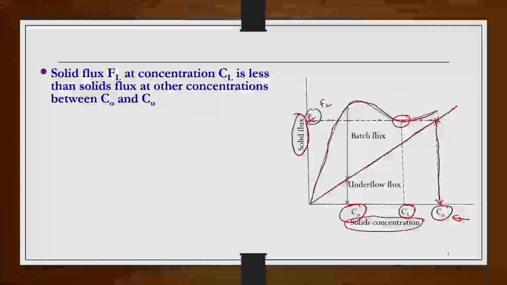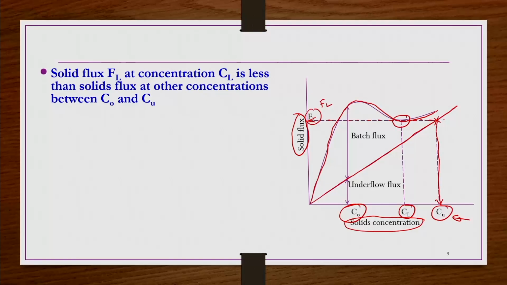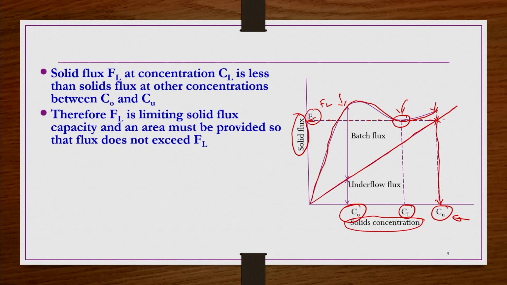So, the solids flux Fl at concentration Cl is less than the solids flux at the other two concentrations, C0 and Cu. If you calculate the solids flux at C0 and at Cu, they are going to have a higher value compared to the solids flux at this Cl concentration. Therefore, Fl is the limiting solid flux capacity, and an area must be provided so that the flux does not exceed Fl.